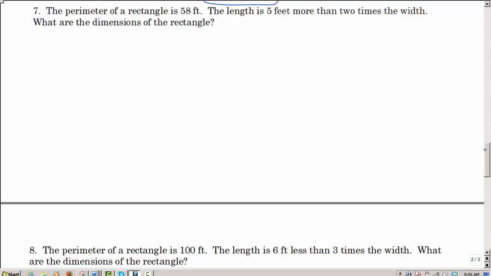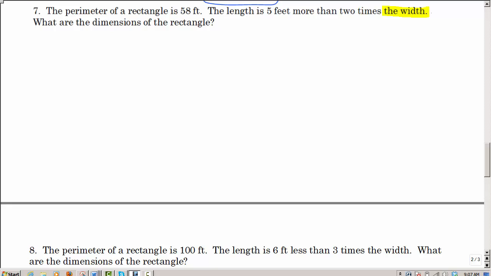We're now going to look at rectangle problems and how to find their perimeter. So on number 7, the perimeter of a rectangle is 58 feet. That means all the way around it. The length is 5 feet more than 2 times the width.